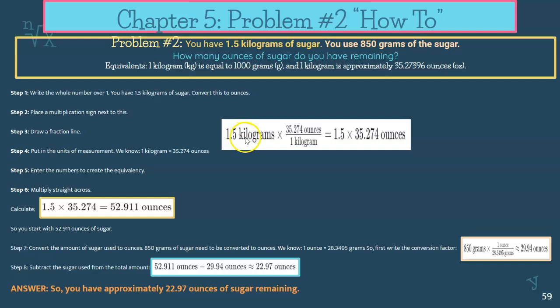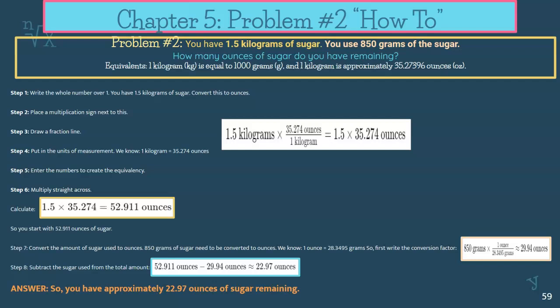So then you are going to enter the numbers of equivalency, which is what I did, and then you're going to multiply straight across. So you're going to multiply 1.5 times 35.274. The kilograms on the bottom just cross out, okay? And you can see you calculate it and you get 52.911 ounces. So that is how much total sugar we have, okay?